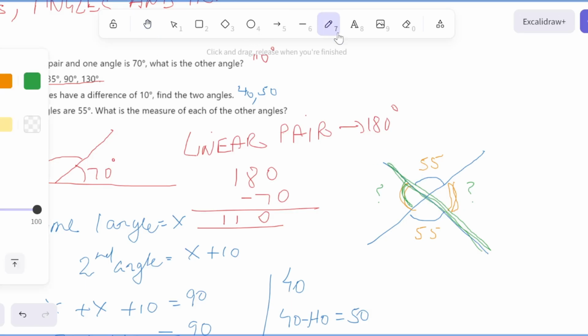So, A, B, C, D were the intersecting lines. Let this be the point of intersection. So if AOB is a straight line and BOC is 55, what will be AOC? What type of angles are AOC and BOC?